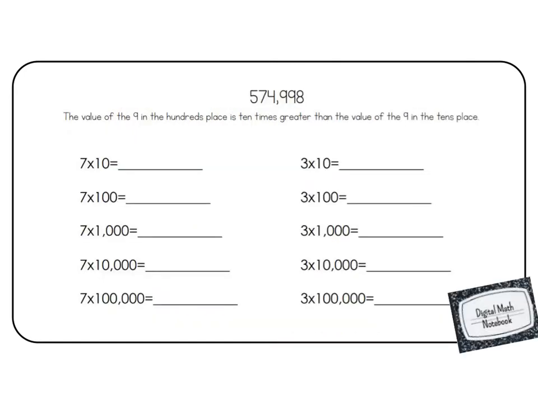All right, the next part of today's lesson is going to be in your digital math notebook. There's already a copy of it there for you. You just need to fill in the boxes as we go along together. We're going to look at this 7 here in this number. This number is 574,998. And so we're going to talk about where that 7 is and how we would move it from a ones place all the way to where it is by multiplying by tens, hundreds, and thousands.